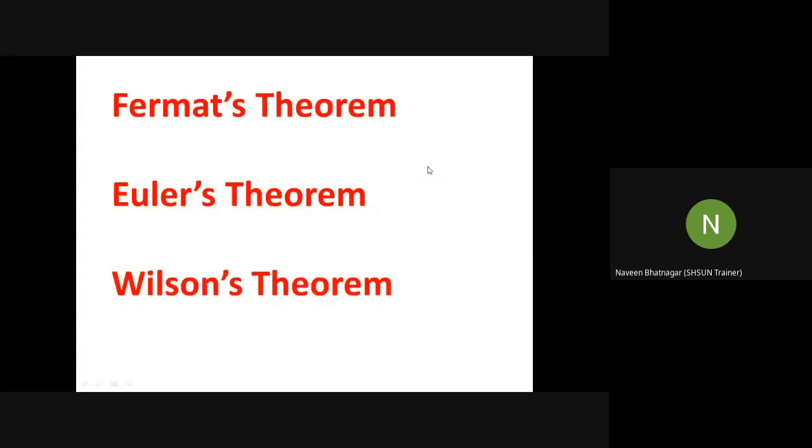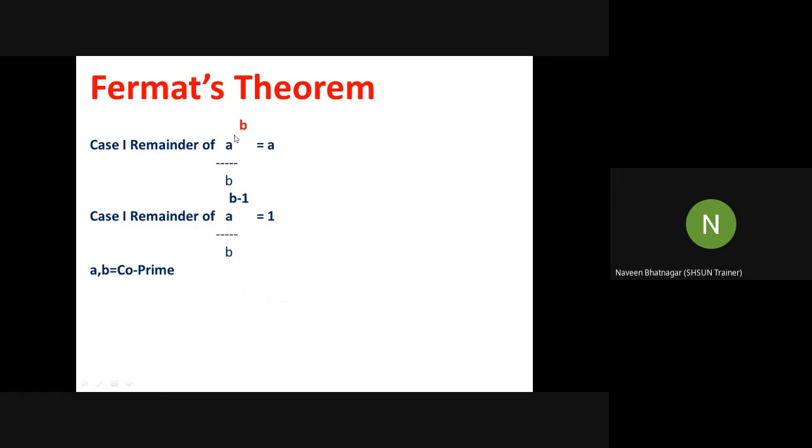...theorem, Euler's theorem, and Wilson's theorem to find remainder. Like Fermat's theorem, we have two cases. Here a raised to power b divided by b, remainder will always be a. Here a and b are co-prime. You can understand it better with the help of one example.